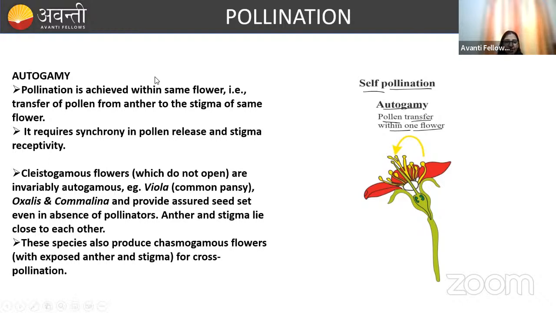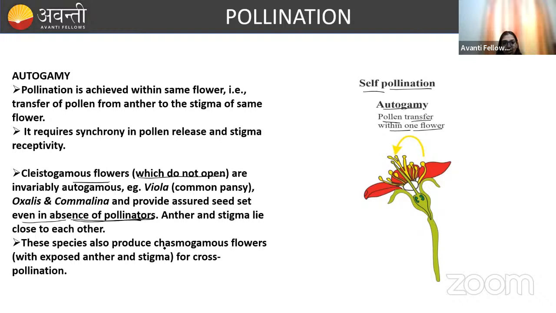There are cleistogamous flowers, which are those flowers which do not open at all; they remain closed. In these flowers, pollination takes place because the anther and the stigma are present in close proximity of each other. So the pollination will take place, but pollinators are not involved in this case. So please remember, there's an absence of pollinators.